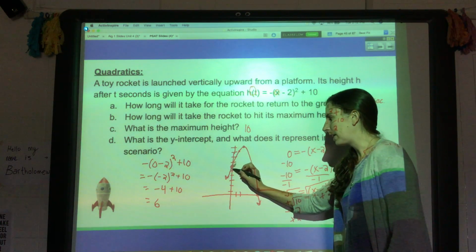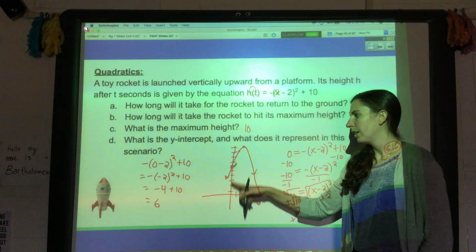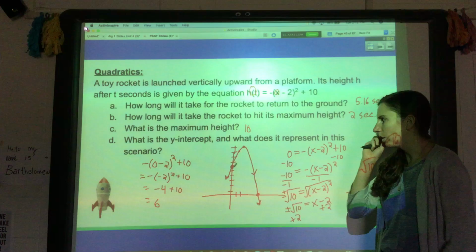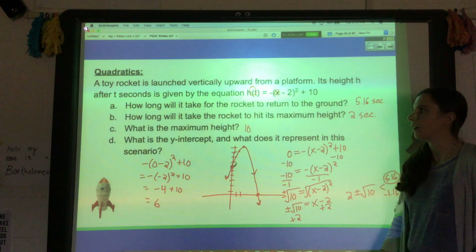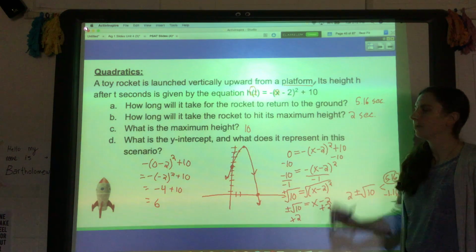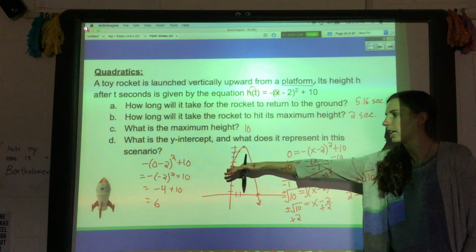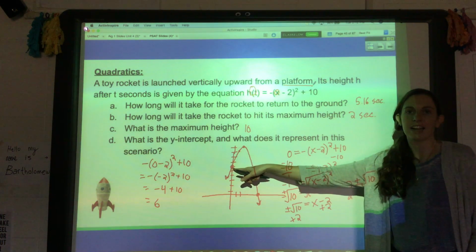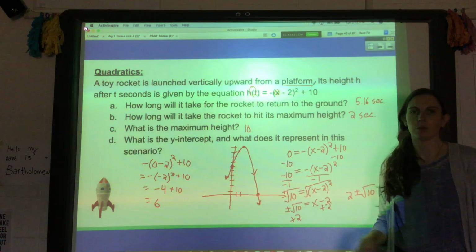So what this tells me is when time is 0, the height is 6. And so that actually represents in this scenario the starting point. It said that you were on a platform, so it must be that the platform is like 6 feet or whatever we're talking about. It's 6 somethings in the air, and then it goes up a bit and comes all the way down to the ground.